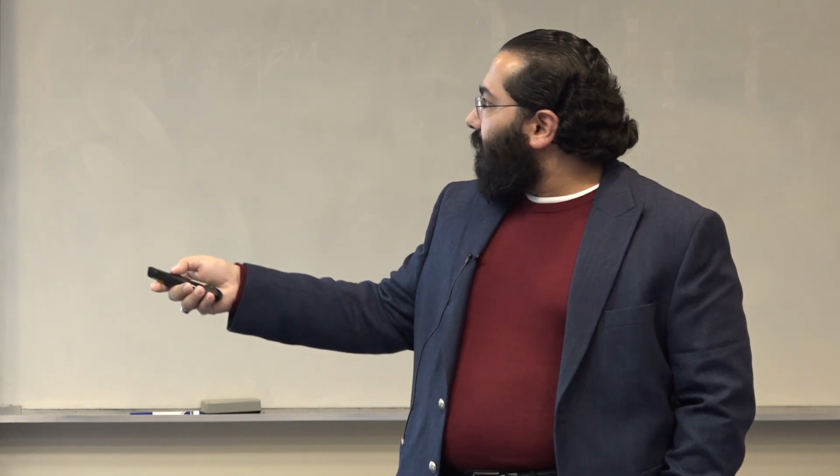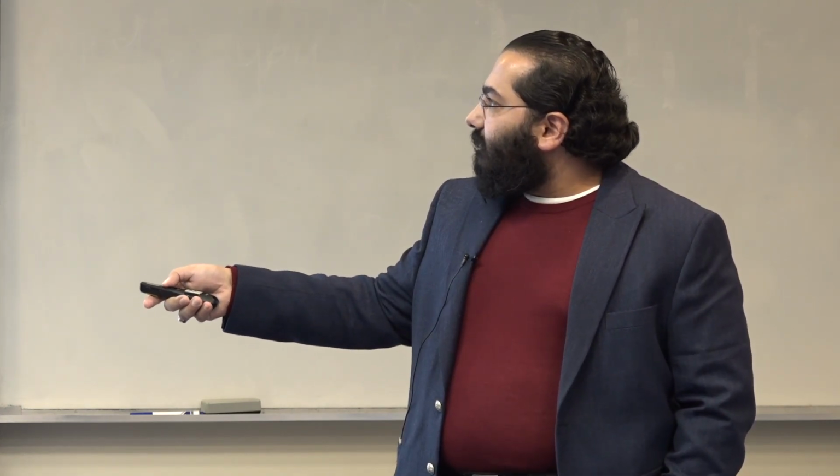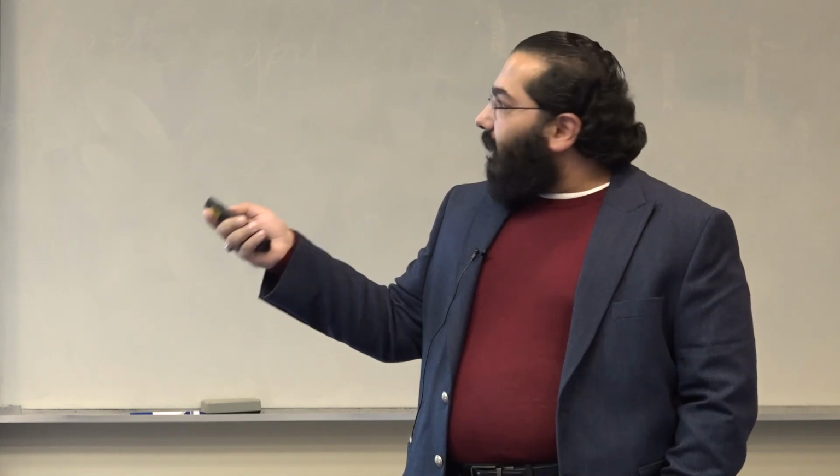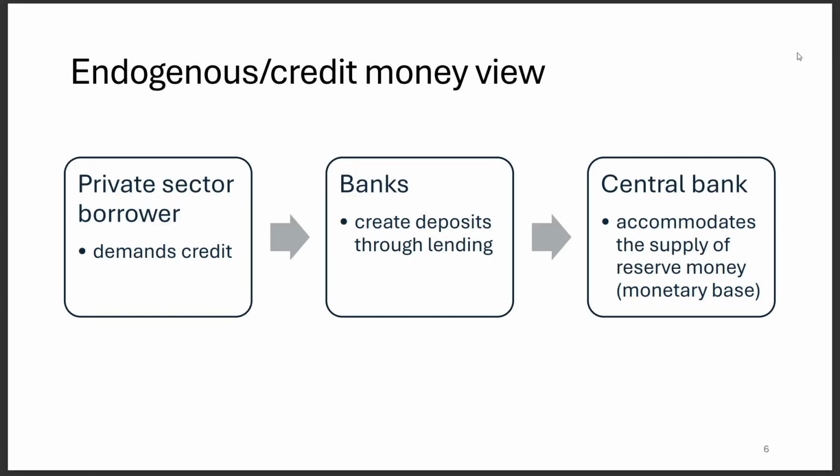So we begin with the private sector borrower who demands credit, and that really is the source of the main variable which is shaping the money supply, which is being created not at the central bank, but actually within the banking sector, where banks are not creating loans out of deposits, but loans creating deposits. It's the other way around. So deposits don't create loans, loans create deposits. And so the money creation is actually happening within the banking sector.